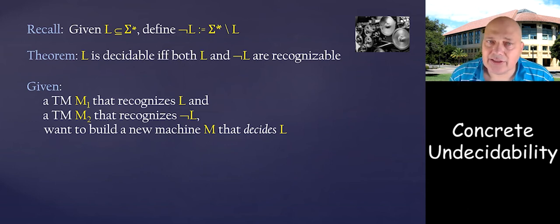The other side is easy. If L is decidable, then L is definitely also recognizable. But if L is decidable, then not L is also decidable. You can convince yourself. And therefore, not L is also recognizable.